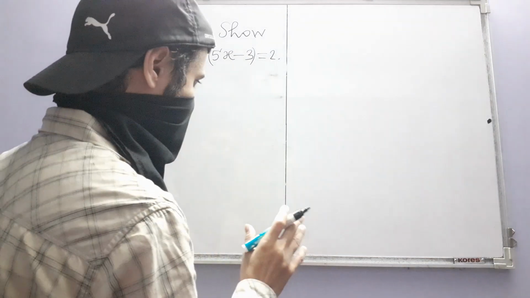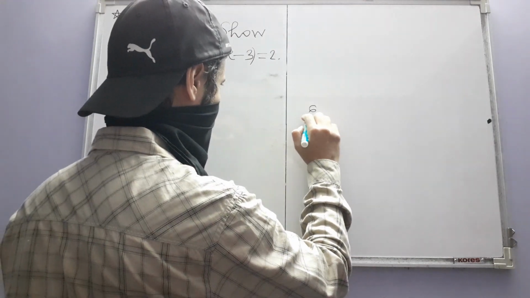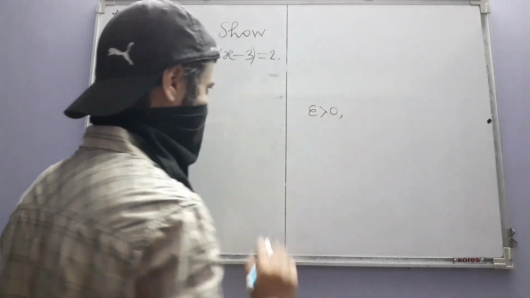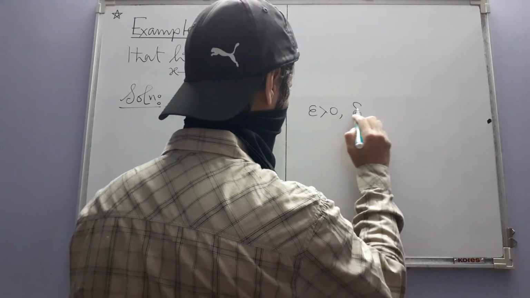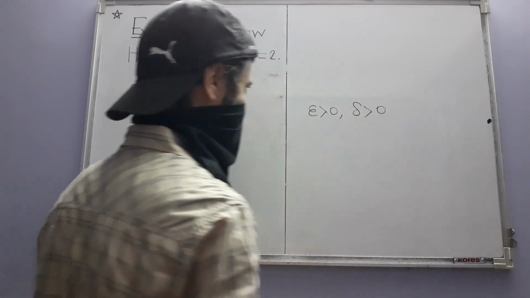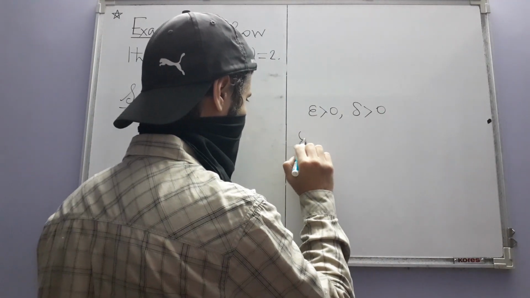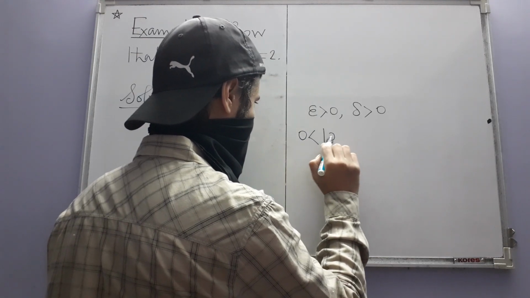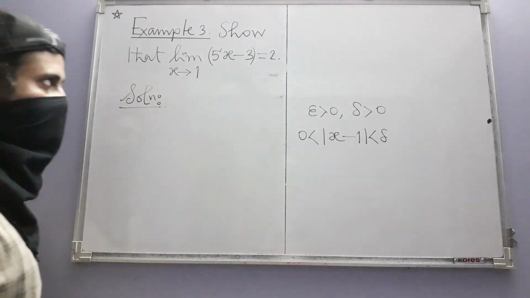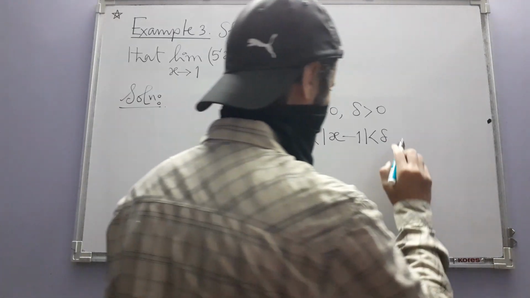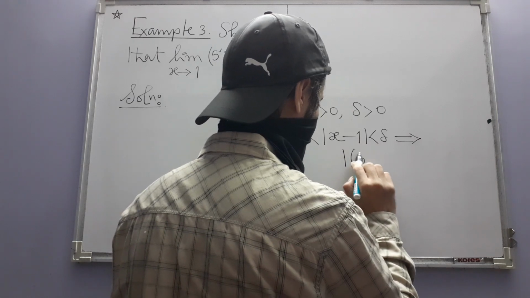So let us first recall that definition. What the definition says is that if epsilon is any positive real number, then we have to prove that there is a positive real number delta such that if these inequalities are true, then this inequality is also true.